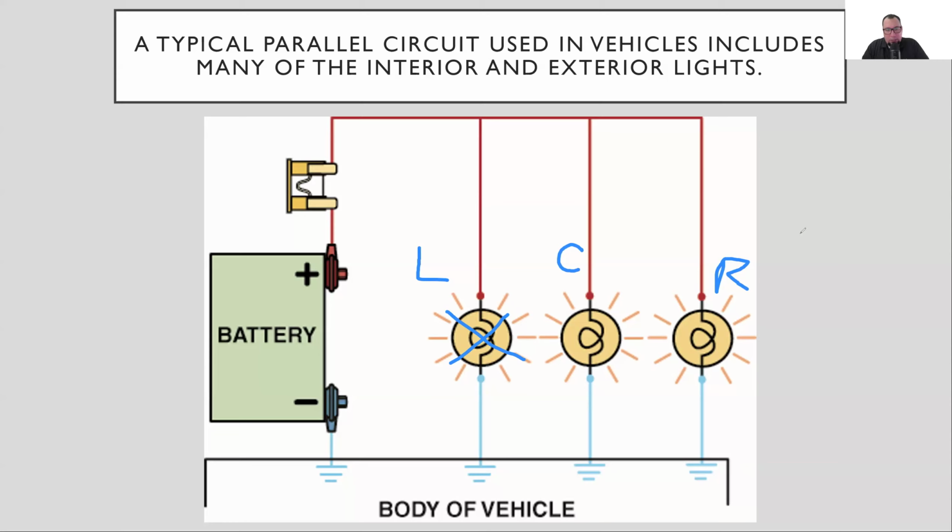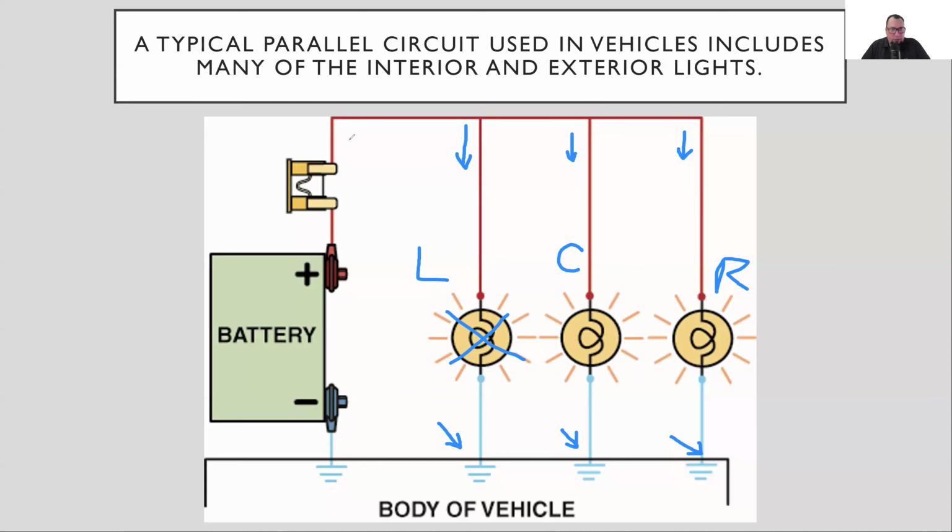That means that each bulb, or each circuit, each electrical load, gets its own power and its own ground. If we look down here, we'll notice the grounds bolt directly into the body. There's a ground for the left bulb, a ground for the center bulb, and a ground for the right bulb. Each one has its own ground. There's also a power wire for the left bulb, the center bulb, and the right bulb.